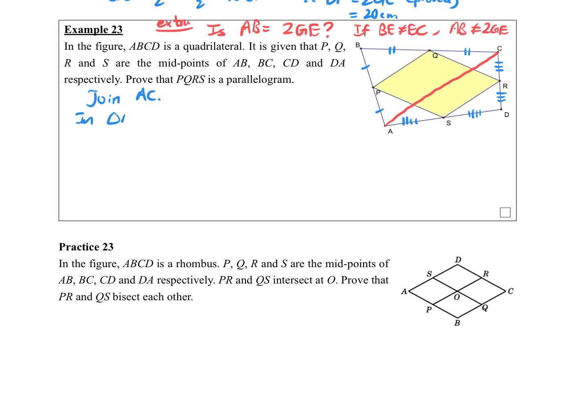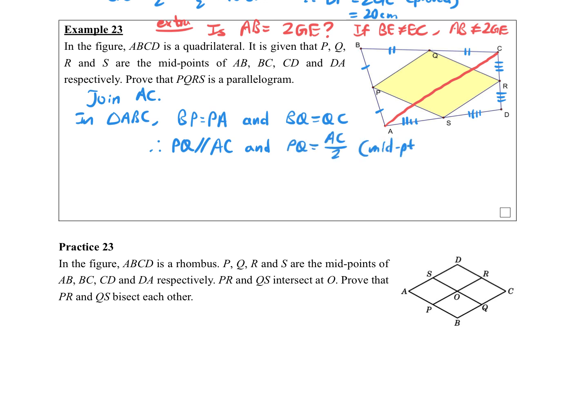In the top triangle ABC, we have BP equals PA, and BQ equals QC. Well, at the moment you may not see why this is useful, but you can still conclude PQ is parallel to AC and PQ is half of AC by the Mid Point Theorem. Not quite relevant, right? Can you guess what I'm going to do next? No, I'm not going to join the other diagonal. It's going to be way too confusing.